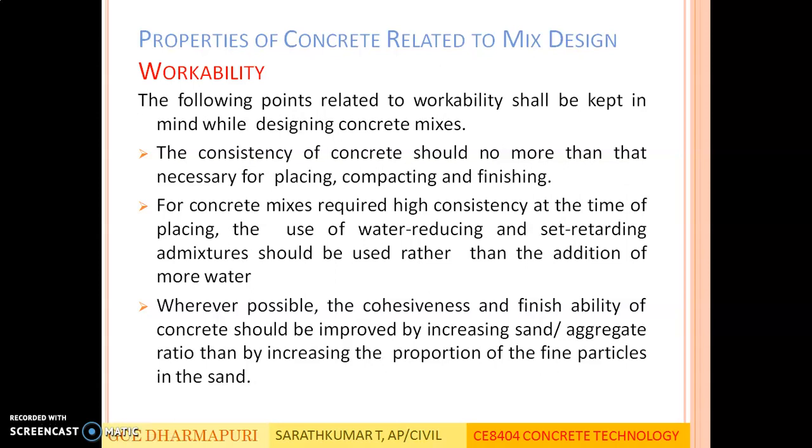So first we will see one by one. What is workability? The following points related to workability shall be kept in mind while designing concrete mixes. Workability is the ability of the concrete to deform into any shape. The consistency of concrete should be no more than that necessary for placing, compacting and finishing. For concrete mixes requiring high consistency at the time of placing, the use of water reducing and set retarding admixtures should be preferred rather than the addition of more water. Wherever possible, the cohesiveness and finishability of concrete should be improved by increasing the sand to aggregate ratio rather than by increasing the proportion of fine particles in the sand.